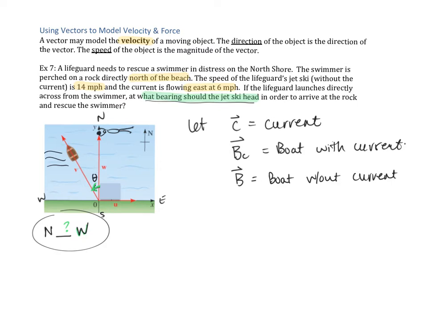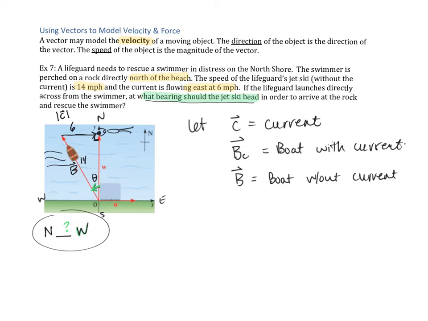Okay, so we know that the current is going directly towards the east, at a velocity of 6 miles per hour. So what we can do is let the magnitude of the velocity represent the speed. The velocity and the magnitude are going to be the same thing for our problem. So that is the magnitude of the current, that's 6. Now this is the boat just on its own, and it has a magnitude of 14. And what we want to know is the angle.